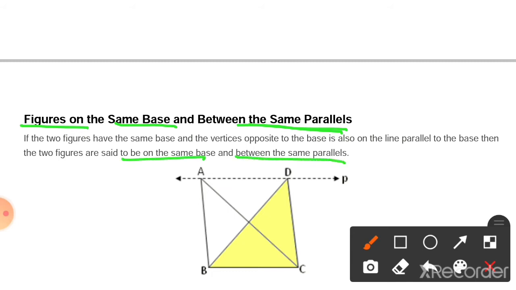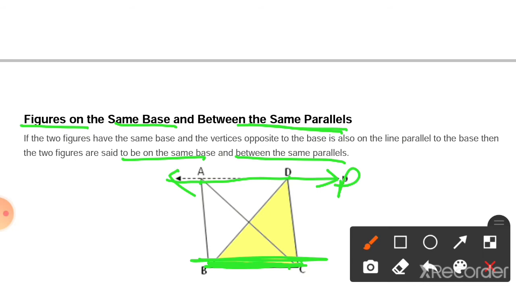Now see this example. Two triangles are given here and the common base is BC, correct? The vertices of these two triangles are A and D, and they are on the same line, called P, correct? The vertices are on the same line and this line is parallel to BC, which is the common base. So we can say these two triangles are on the same base and between the same parallels, correct?